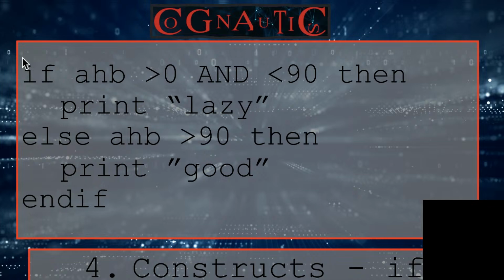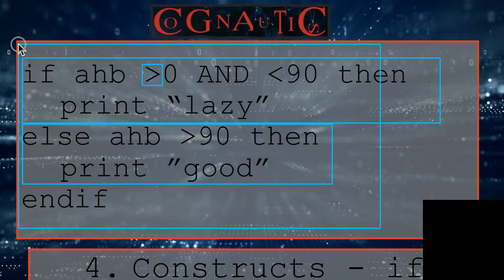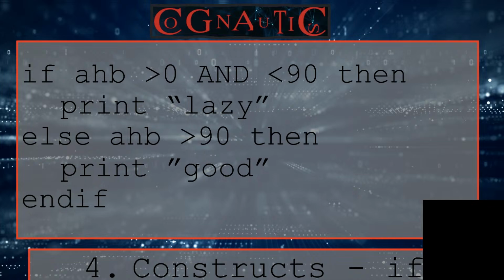First of all, we've got, if this condition is true, if the average heartbeat is greater than 0 and less than 90, then print lazy. Tick, so we get a mark for that. Probably get a second mark for using an if statement and doing the comparison correctly. And I'm sure you're happy with these greater than and less than comparison operators there. Then we've got else. If the average heartbeat is greater than 90, then print good. End if. Okay, that's your if statement. Done and dusted. Easy peasy. We've still got one more bit to do, haven't we?